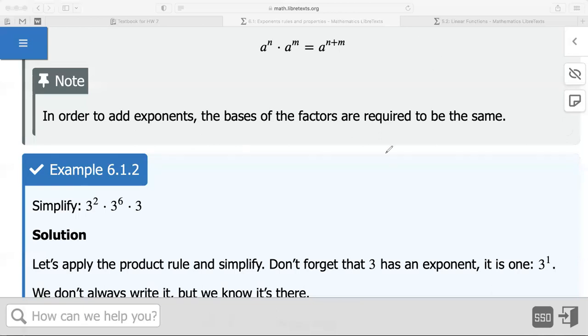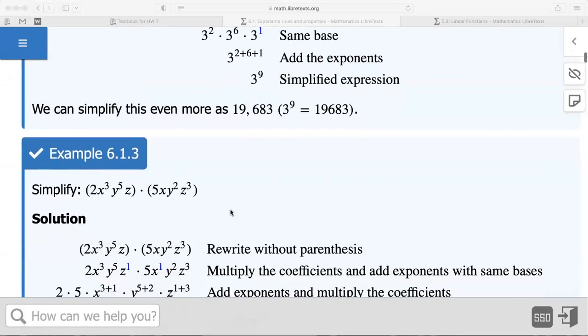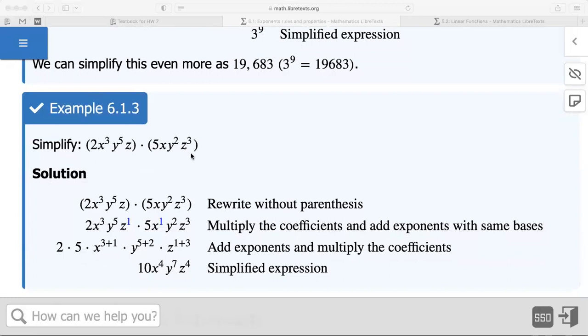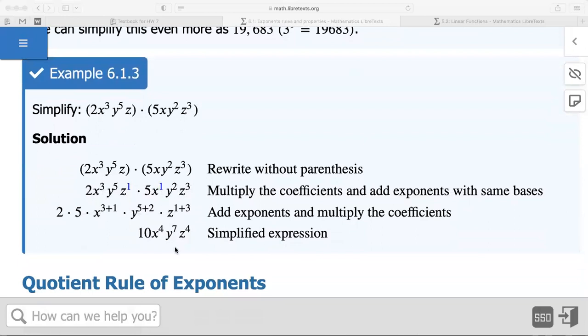Now we're going to move to the next one. This one is more complicated, with all letters. Again, if it's the same base, you can put the powers together.